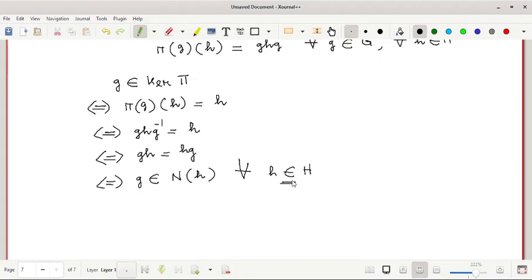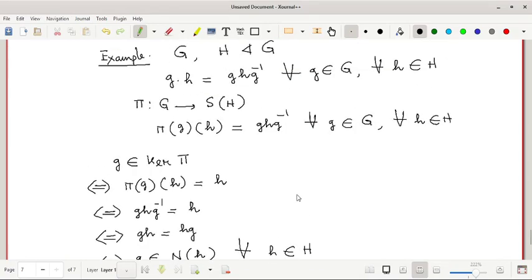So what is this actually? This is called the centralizer of H. So this means your g belongs to the intersection over h belongs to H. It is not necessarily the trivial subgroup.